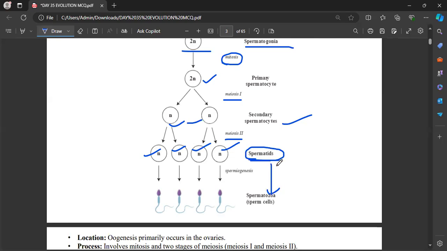After that, the spermatids are converted into sperms, and that process is said to be spermiogenesis. Here, the sperm is getting synthesized. Spermiogenesis means synthesis: from the spermatids, we are going to synthesize a sperm. So that process is said to be the spermiogenesis process. Right?